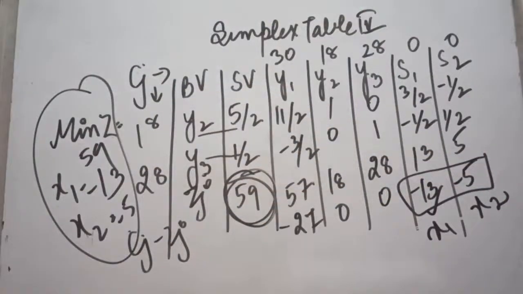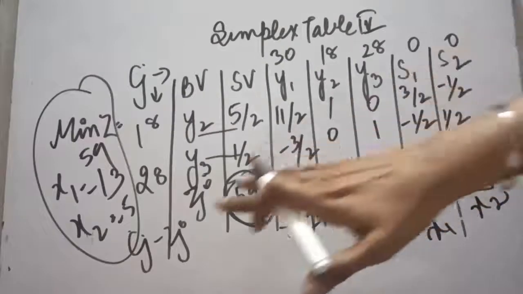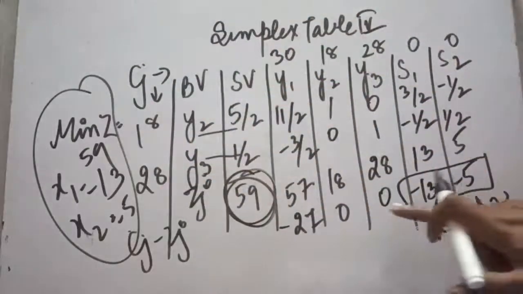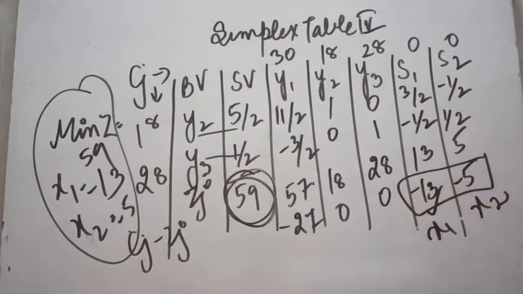Because the rows were converted into columns and columns into rows, the entire table is shuffled, and your answer will be lying in the slack variables row.